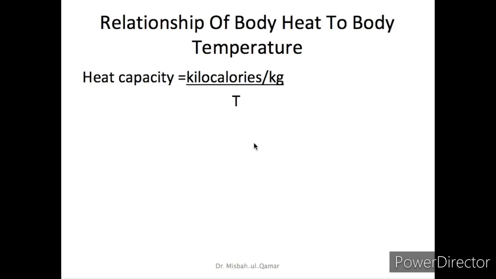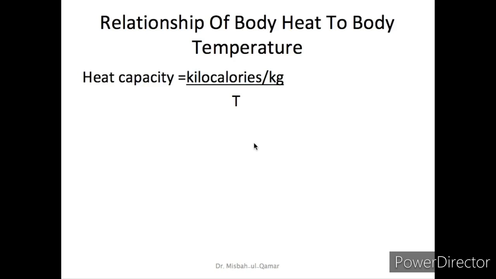Now we will see if the body heat has any relationship with the temperature. Let me tell you that the temperature of an object is the measure of the kinetic activity of its molecules, and this is proportional to the amount of heat which is stored in the object. So we can say that body temperature is directly proportional to the heat in the body.